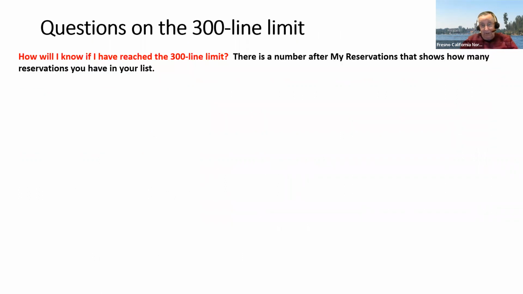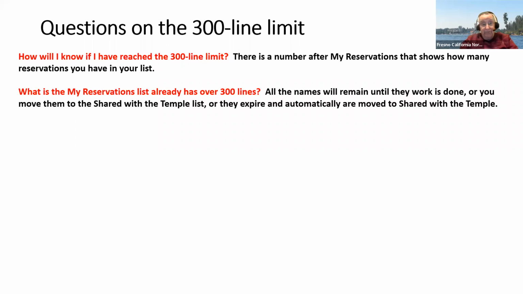Okay, questions on the 300 limit? Well, I know if I've reached it. Yes, because they put numbers on your reservation list of how many are in each category. So you can look at my reservations and see how many. And what if my reservation list already has over 300? You're no longer reserving names. It's as simple as that. So move some into the shared so you can reserve some more.